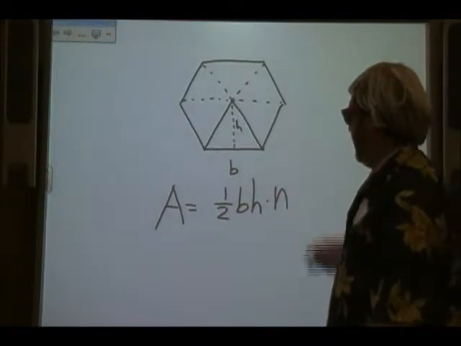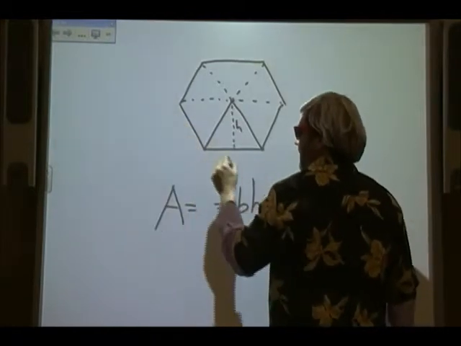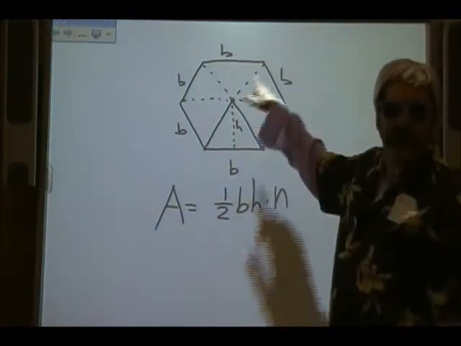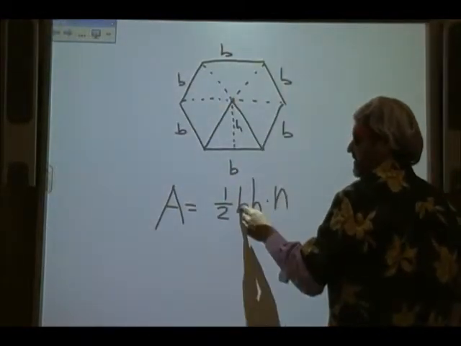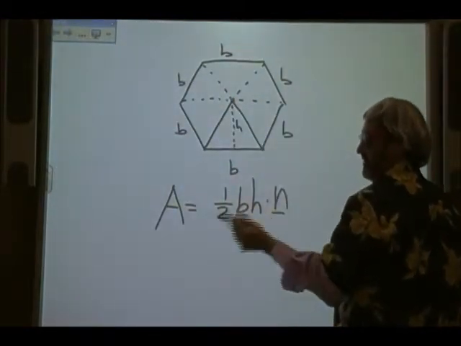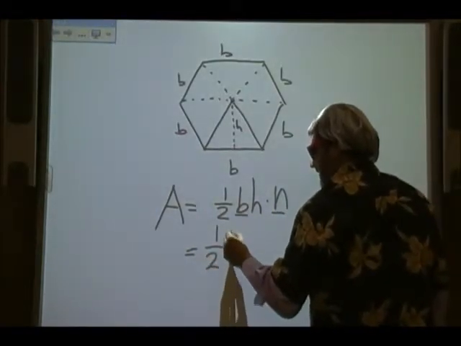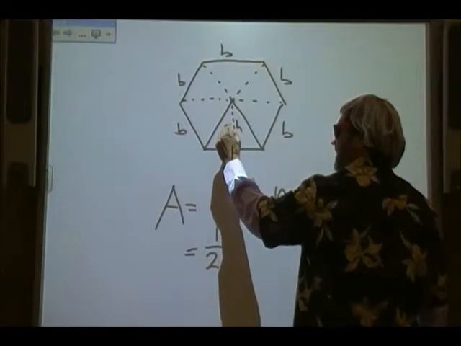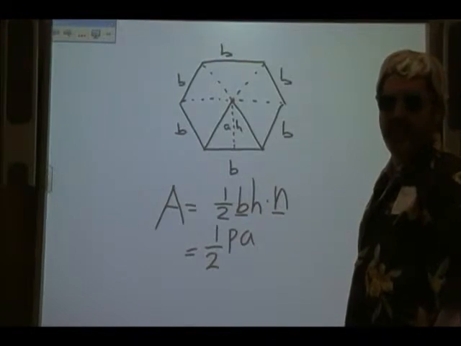Right? But if I take this number of triangles and multiply by the base, see, all these bases? Well, if you add up all these bases, you get the perimeter. So the number of bases you have times the base is perimeter. So this times this is perimeter. So the area is 1/2 P, that's for your perimeter. And then instead of height, they use the letter A for apothem. And that is how you find the area of any polygon.